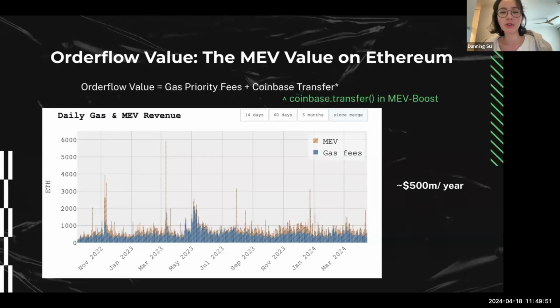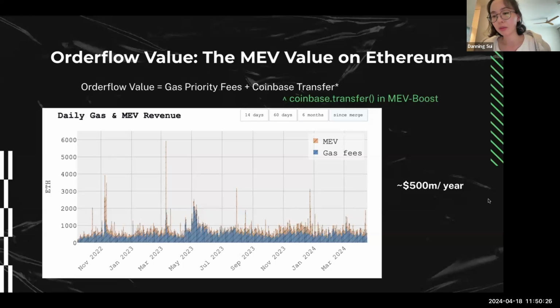So first of all, defining order flow value, we are basically using the gas priority fee the user paid and also the Coinbase transfer, or basically the value that a user or a searcher transfers towards the builder, who can decide how to transfer it towards the validator. It's called Coinbase transfer, which could be confusing, but it's really just a function in the code called Coinbase.transfer in the MEV-Boost setup. And this chart shows daily the amount of MEV and also gas fee, altogether what I would call order flow value.